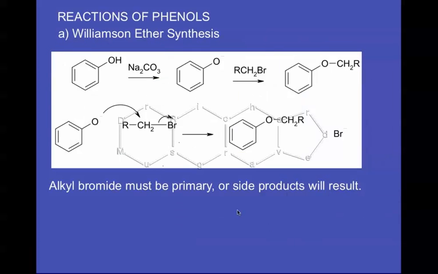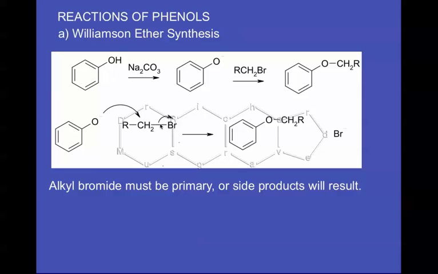Alright, let's look at some reactions of phenols. The first one is a Williamson ether synthesis. This is very similar to the reaction we looked at back in Organic 1 Test 3. And what we're looking at here is the deprotonation of a phenol. The phenol can be deprotonated by pretty much any base. I've got sodium carbonate here as a base, but sodium hydroxide will work as well. And the first step is just taking the H off that and leaving a negative charge on the oxygen.